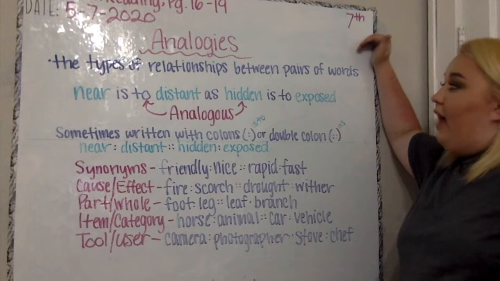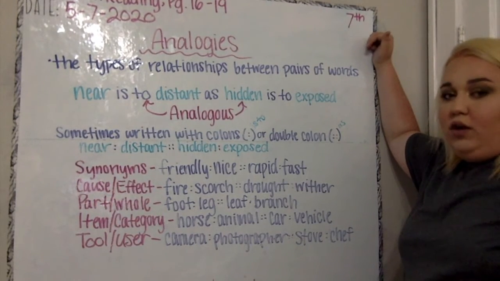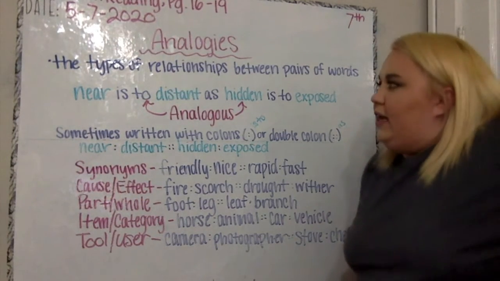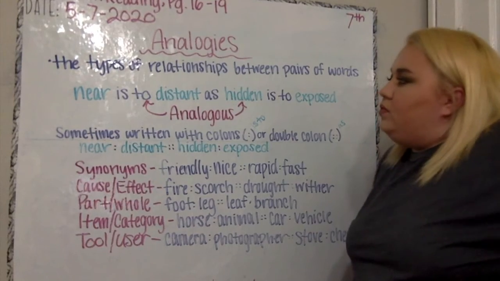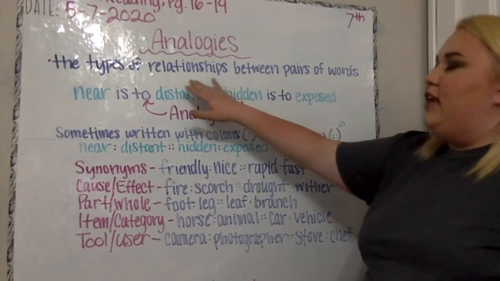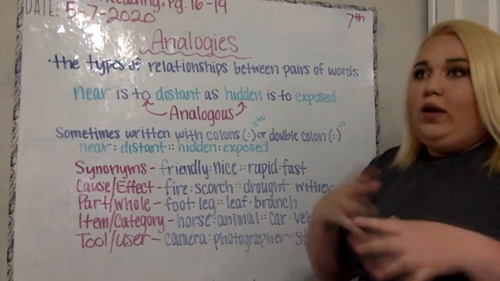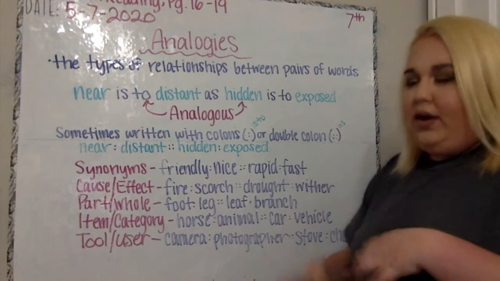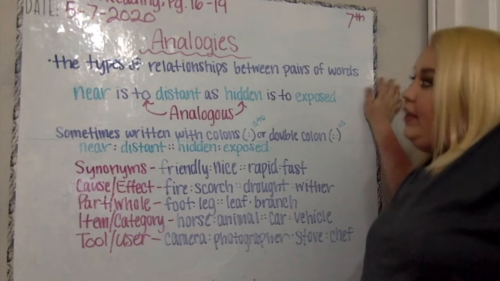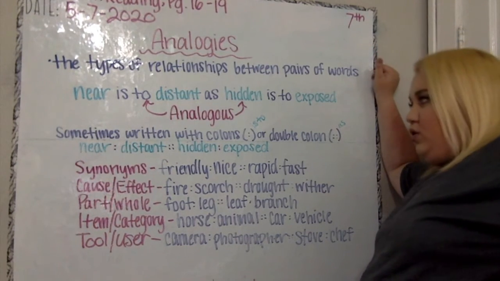So an analogy is just a type of relationship between pairs of words or sets of words. So the first example that they give you, and what it means when it says types of relationships between words, is just how those words, like what those words mean in relation to one another. And this will make a little bit more sense once we get into examples. So this says, near is to distant as hidden is to exposed.